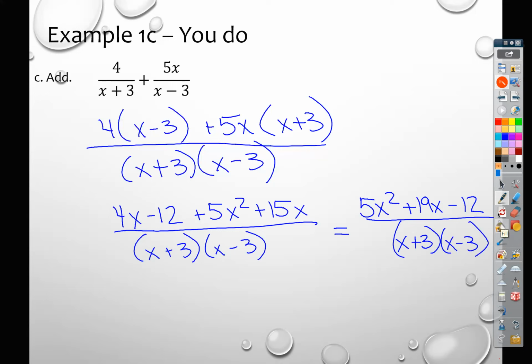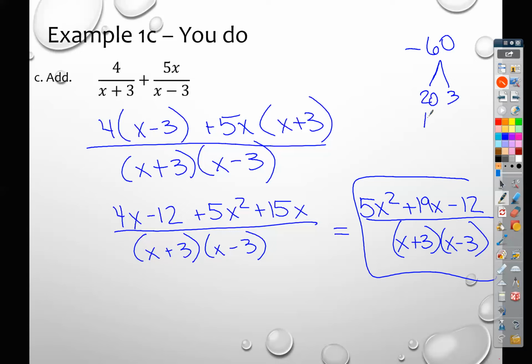Now, can that be factored? They are not factoring it. Let's see, so they're leaving it like this. Let's check. Negative 12 times 5 is negative 60. Are there any factors that would give me 19? Well, we know 20 and 3. We know 15 and 4. So 15 and 4 would give me 19. The problem is this is a negative 60, and I would need both of those to be positive. So 5x squared plus 19x minus 12 is prime. So that is our final answer.